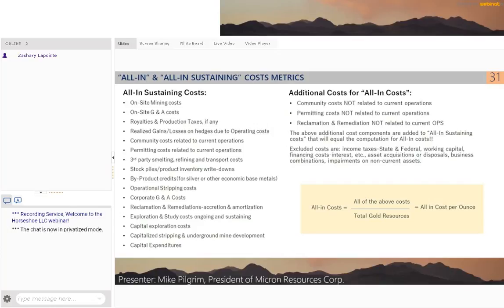Corporate G&A costs, that's everything from Boyd and I to our attorneys and all our accountants and all the accounting that has to be done and reporting to the agencies, as well as to you as our investors and potential investors. Reclamation and remediation, that's accretion and amortization. What that really means is that we've got to put together, once we get this permitting and we go through this mine development review plan, we'll have a better idea what those costs are because those are all negotiable, believe it or not, with the regulatory agencies in most cases.